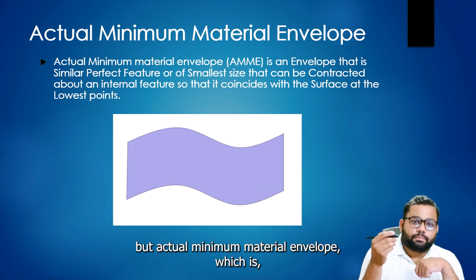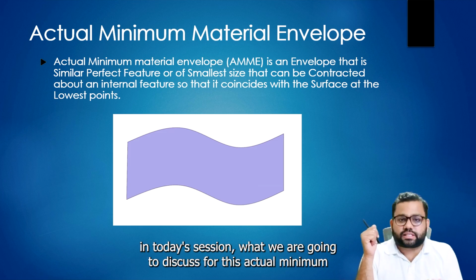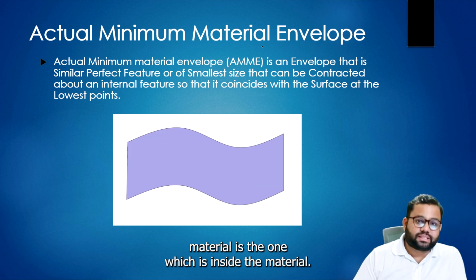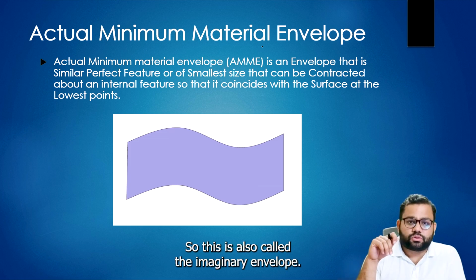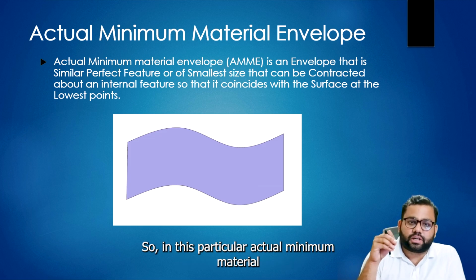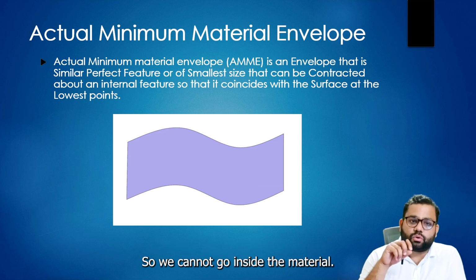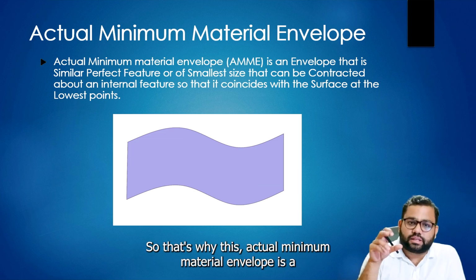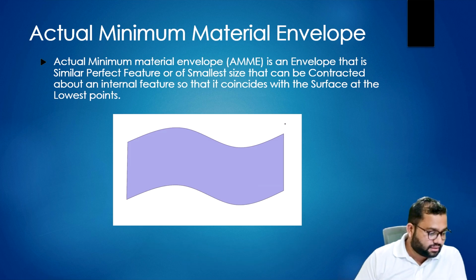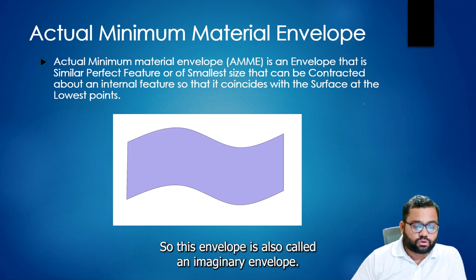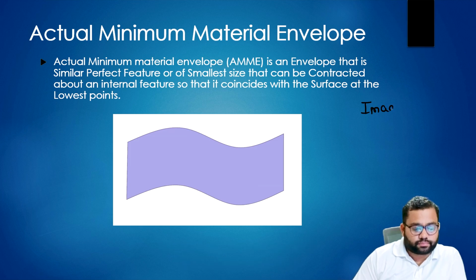But the actual minimum material envelope, which we are going to discuss in today's session, is the one which is inside the material. So this is also called the imaginary envelope. We cannot go inside the material, so that's why this actual minimum material envelope is an imaginary envelope.